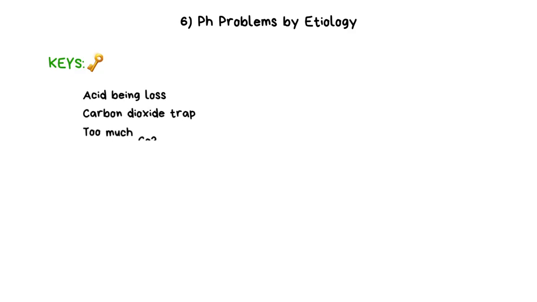Let's try a matrix or grid question. Here, you'll classify different clinical situations by their primary acid-base disorder. The key is to think about the mechanism. Is acid being lost? Is carbon dioxide trapped? Or is the client blowing off too much CO2?